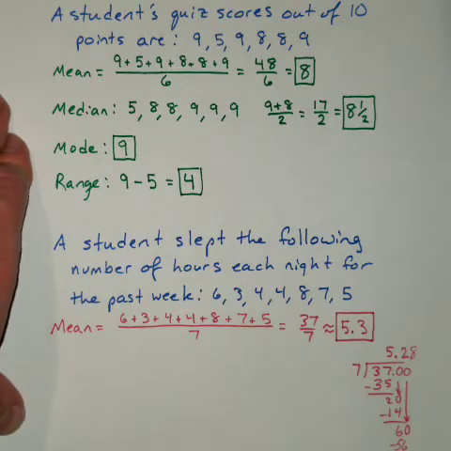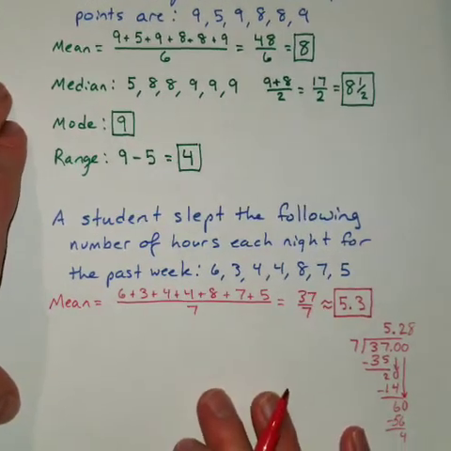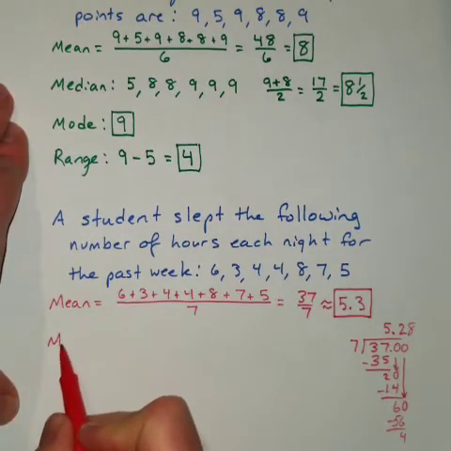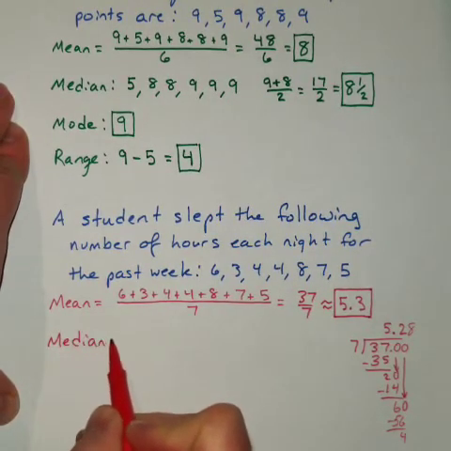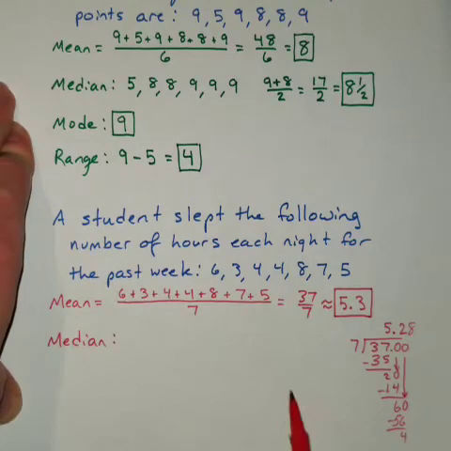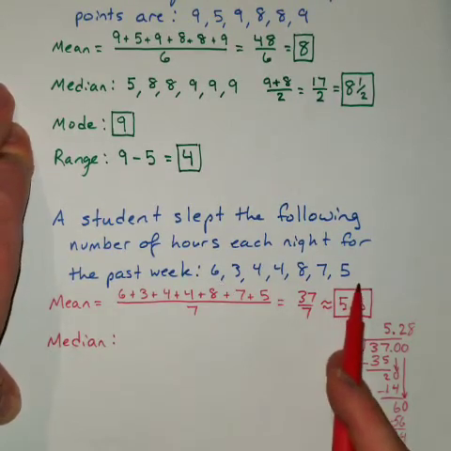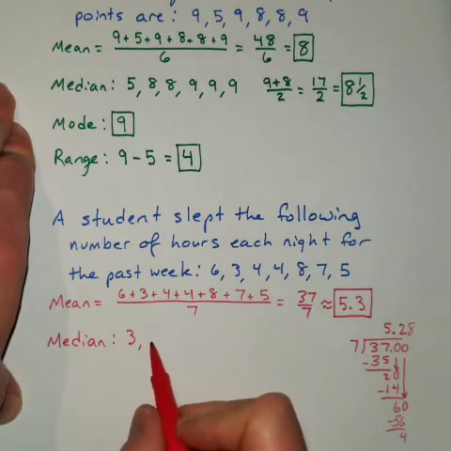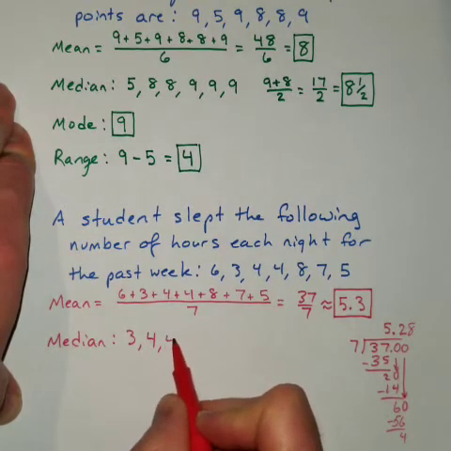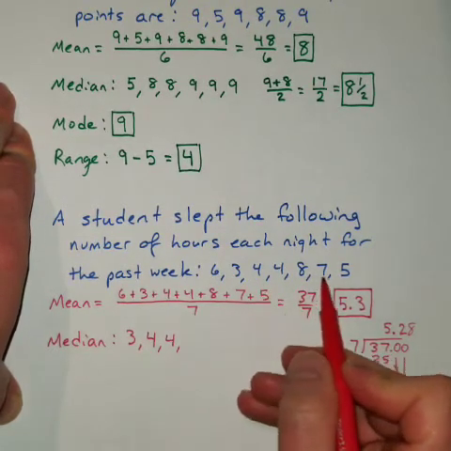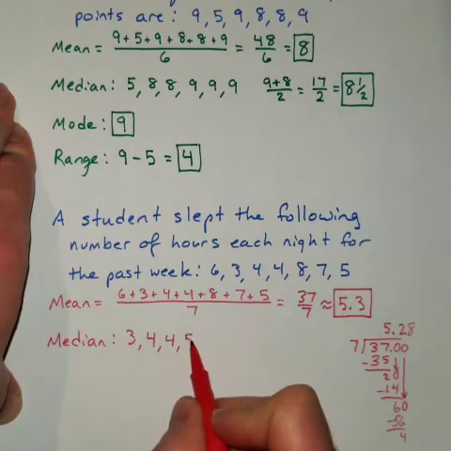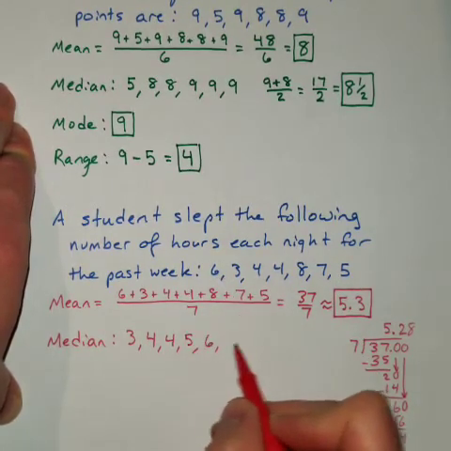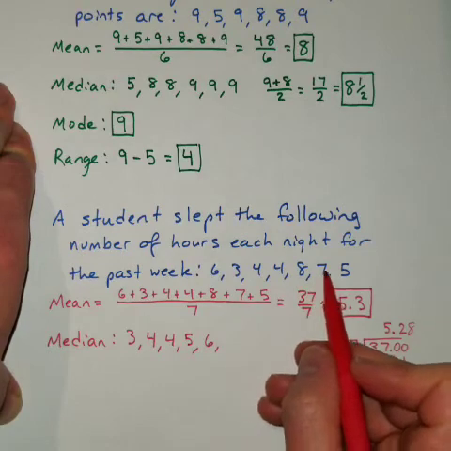Okay. All right, let's take a look at the median. Again, the median is found by first arranging the numbers in order from smallest to largest. So 3, 4, 4. 5 would be next, and then a 6, and then a 7, and then an 8.